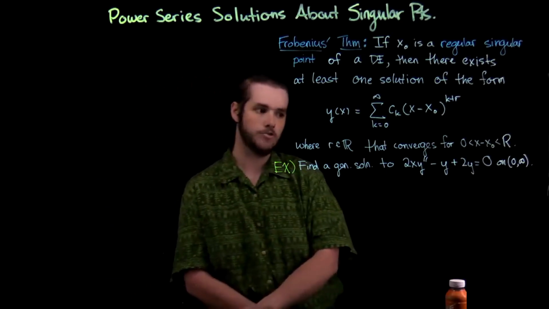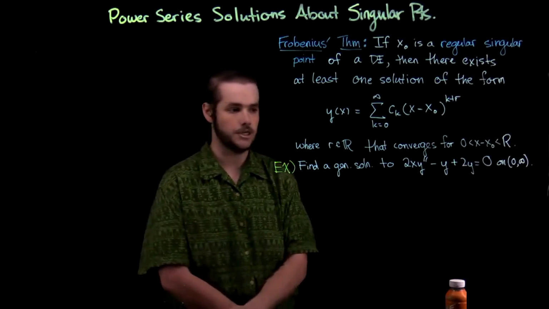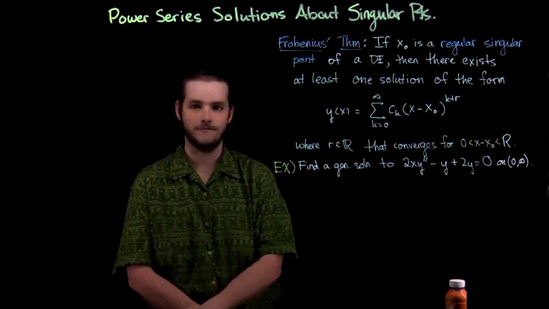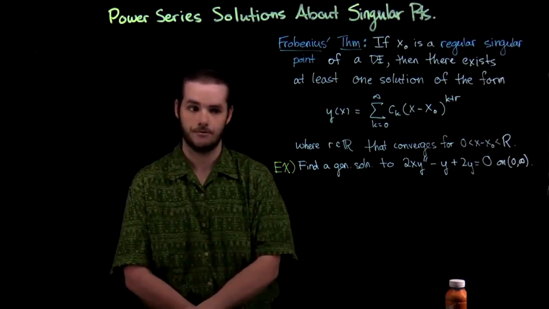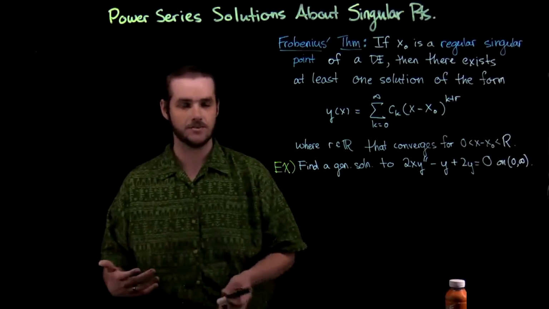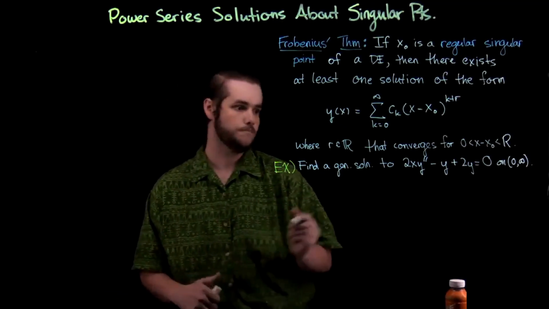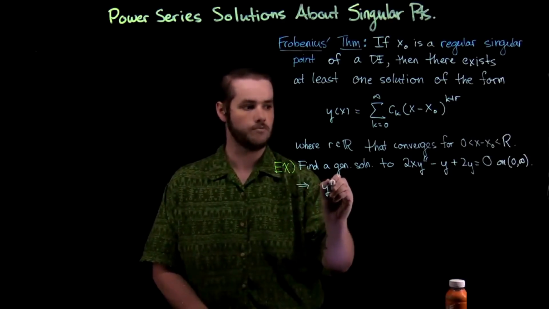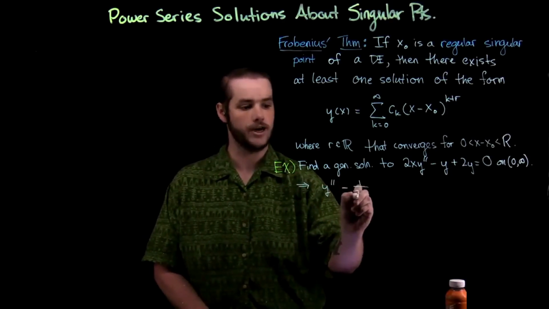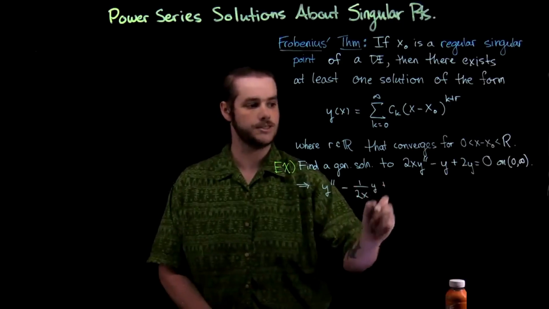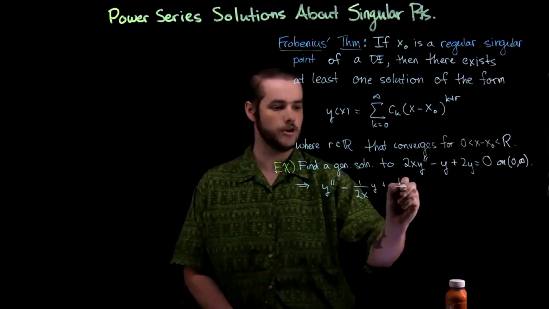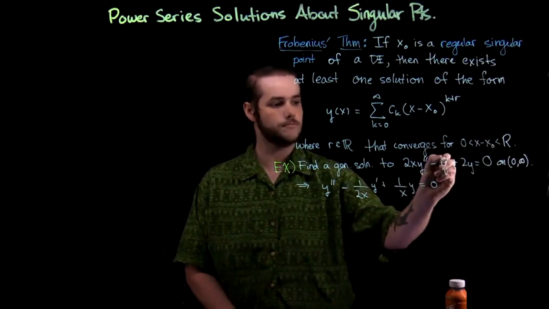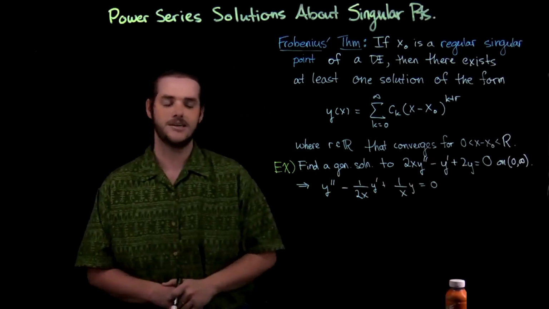So let's take a look at the repercussions of that in our problem-solving strategies we've developed so far. I want to look at this ODE, 2x y double prime minus y prime plus 2y equals 0, and I want to find a general solution on 0 to infinity. And previously, that would have immediately become a problem, because when I write this in standard form, I get y double prime minus 1 over 2x y prime plus 2 over 2x, which is 1 over x, y equals 0.